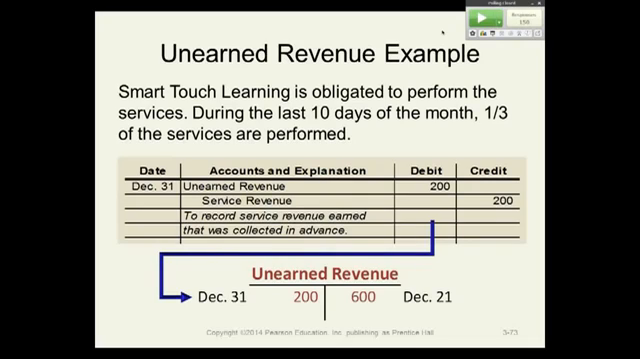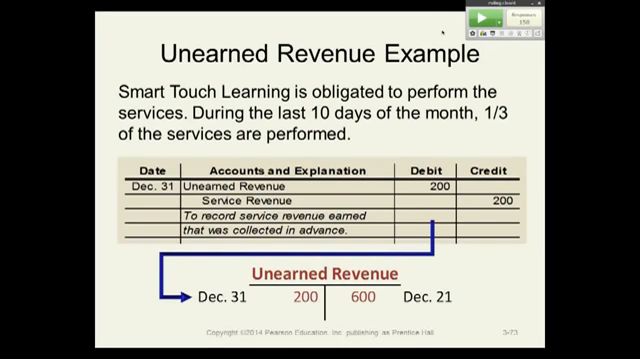$400. You don't see it here, but that's because the slide, or at least the publisher, is not taking the balance, but you take the balance here of $400. That $400 is a liability, and that stays on your balance sheet. You still owe someone for 2/3 of the services that you promised to provide. So again, you still have a liability of $400.